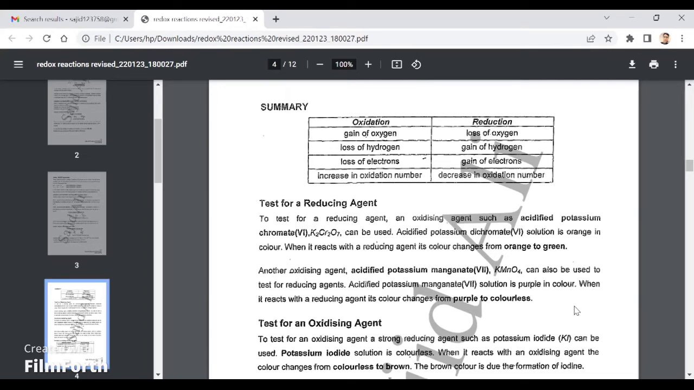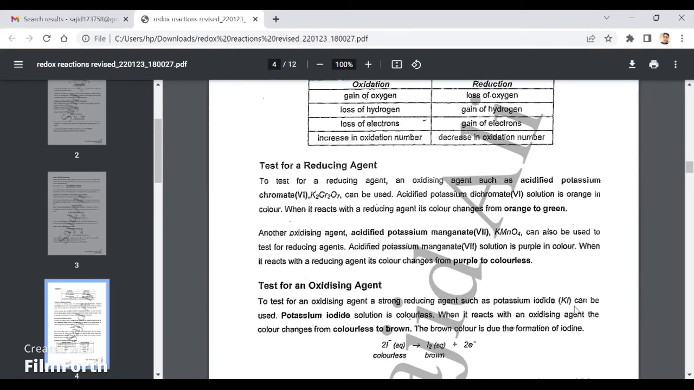Potassium dichromate(VI) solution that turns orange to green is used for the test of a reducing agent. And the other substance, acidified potassium manganate(VII), KMnO4, is also used as a test for a reducing agent. Both of these are oxidizing agents, and they can be used to test any reducing agent. Is it clear?